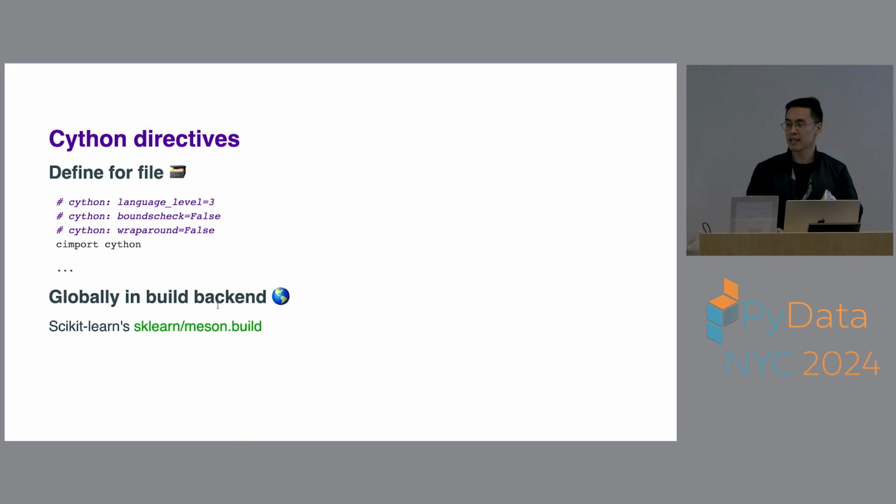We use Meson. Who here has built a compiled library in Python? Okay, cool. Meson is one of the build backends. It works. It's fine. There's a few of them. I'm not going to talk about it, but it's good. But we do it globally. We have a build backend, and we put these directives globally so that we don't have to put these directives anywhere in scikit-learn's code base. It just does it globally.